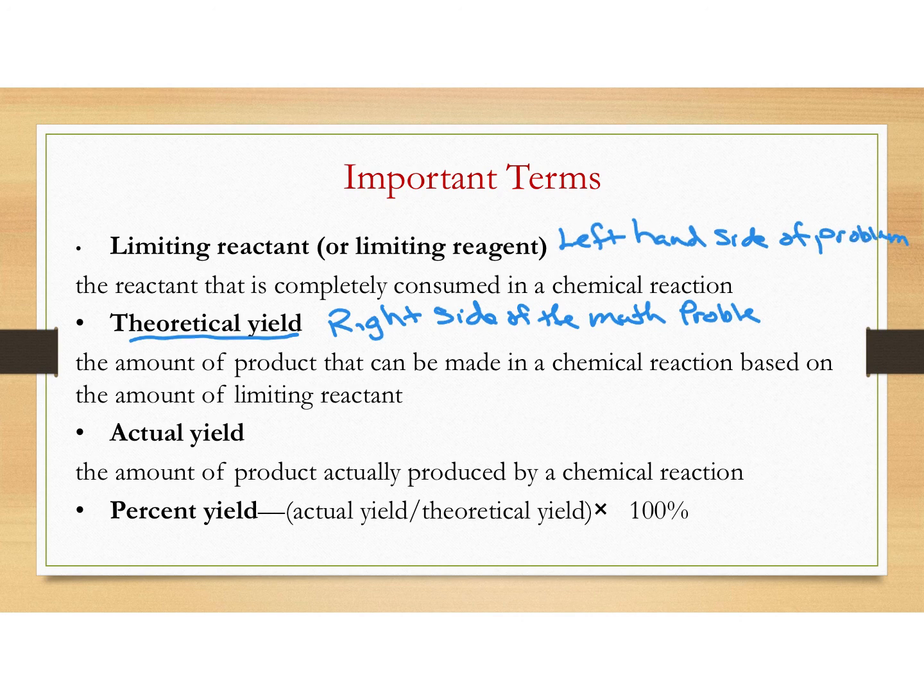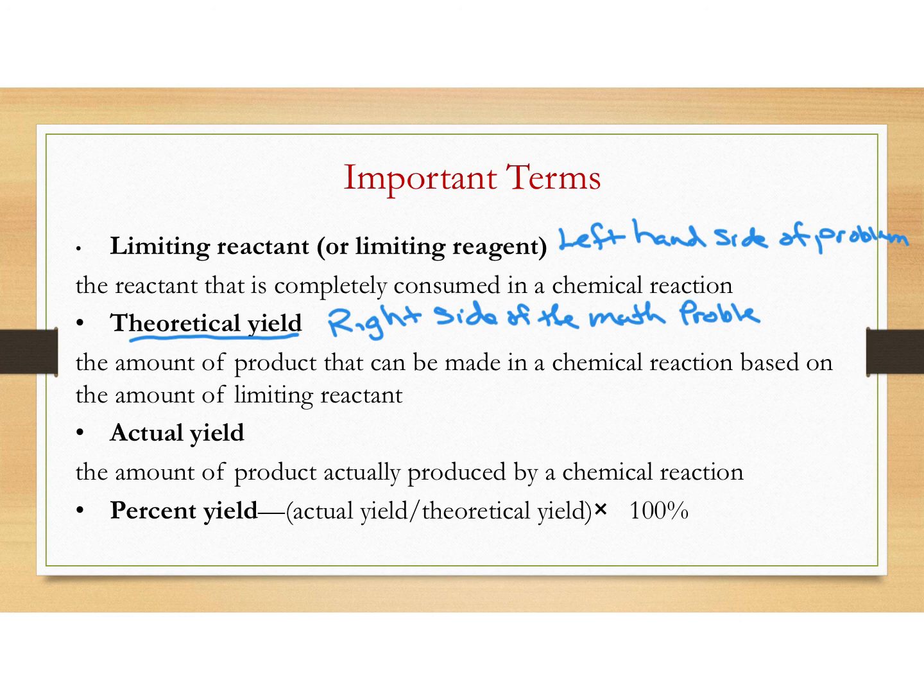Okay, and this concept, left and right and so forth, right? There's no standard rule for it. But what I want to show you is if you set it up like I do, you're going to be able to find out which is the theoretical yield and which one is the limiting reagent. The theoretical yield will be on the right-hand side. The limiting reagent will be on the left-hand side.